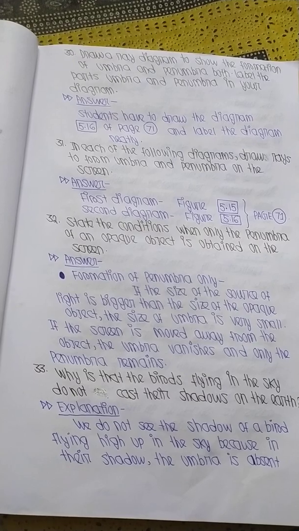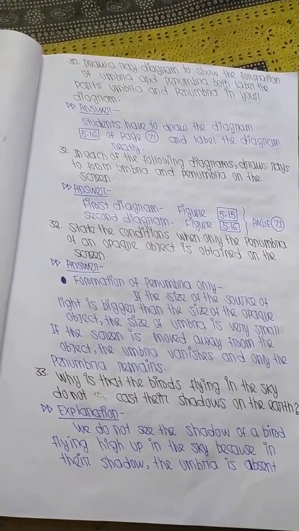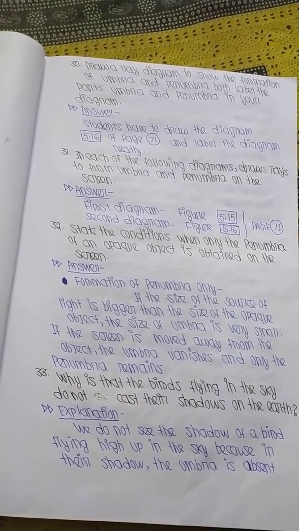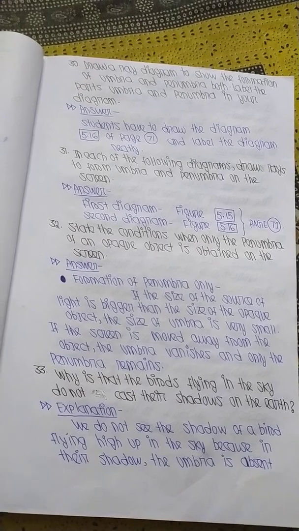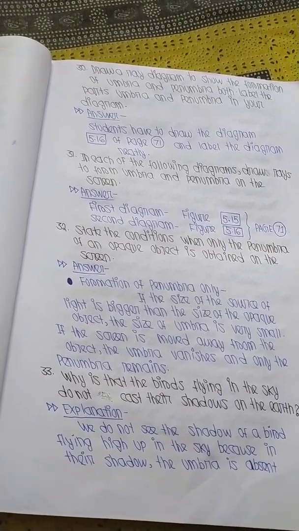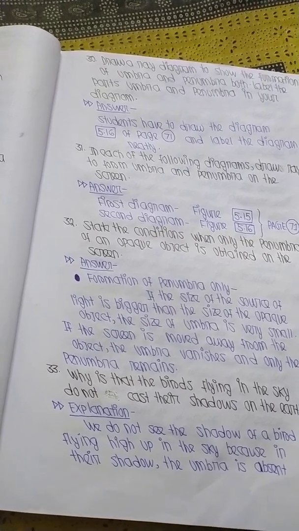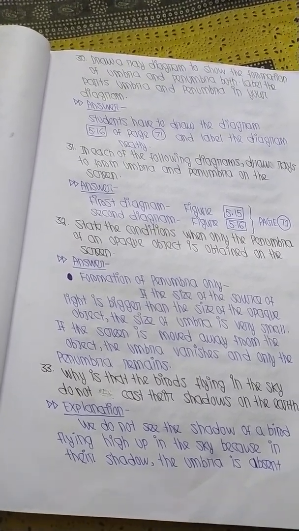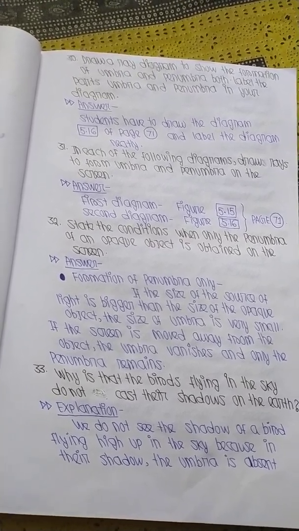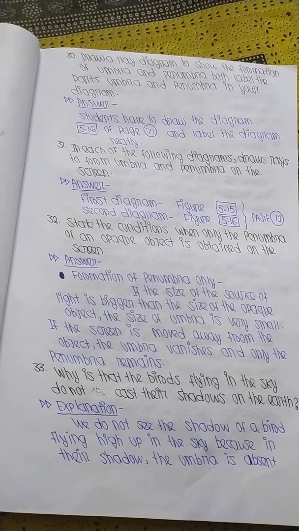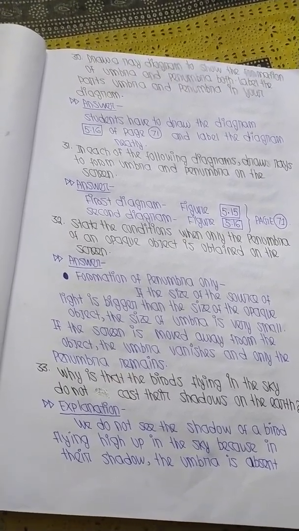Again, I am saying that if you find it difficult to comprehend my answer writing, listen to my words carefully. Question 31. In each of the following diagrams, draw rays to form umbra and penumbra on the screen. Answer. First diagram, you have to draw the figure 5.15, and for second diagram, you have to draw the figure 5.16. Both you will get in page number 71.